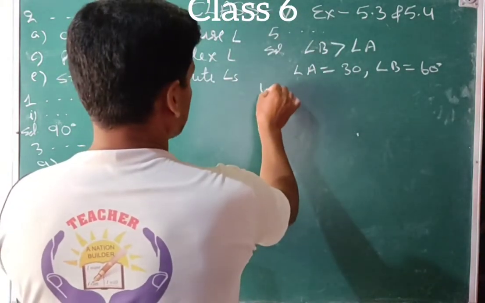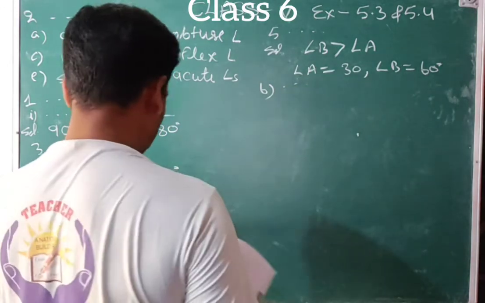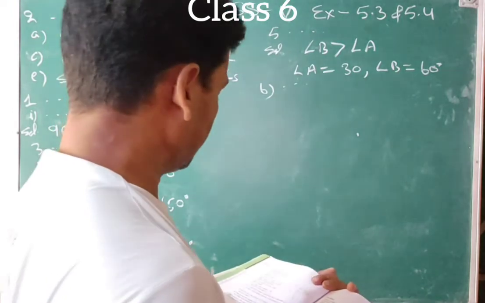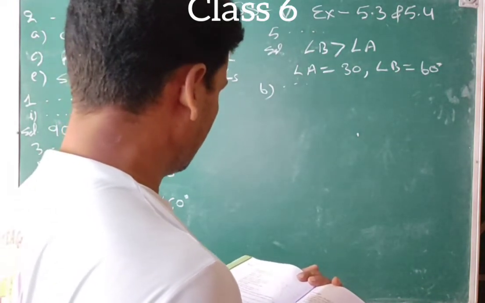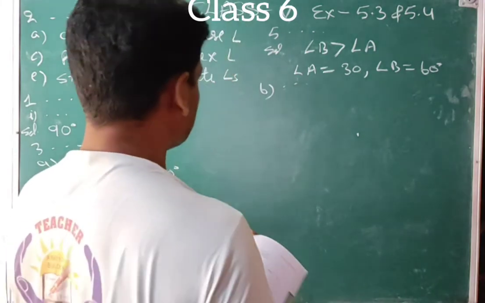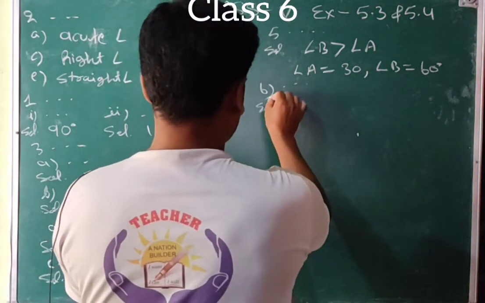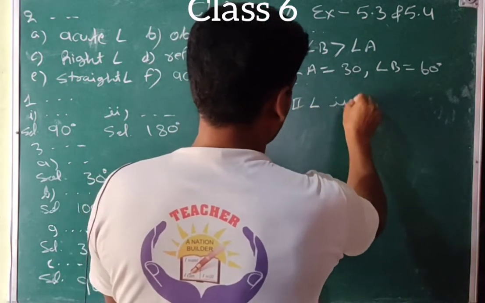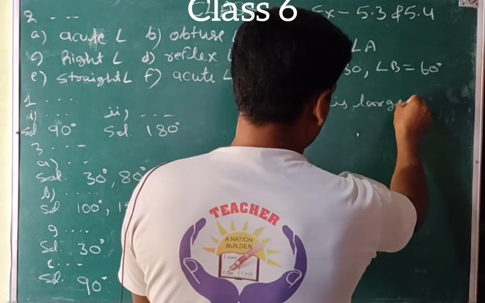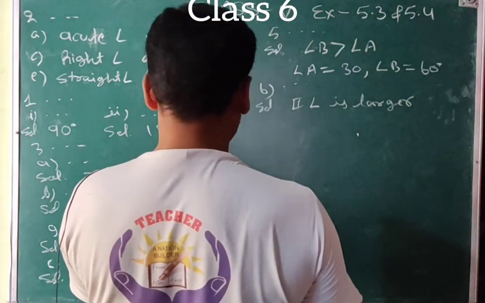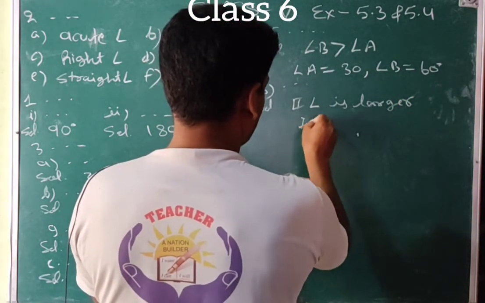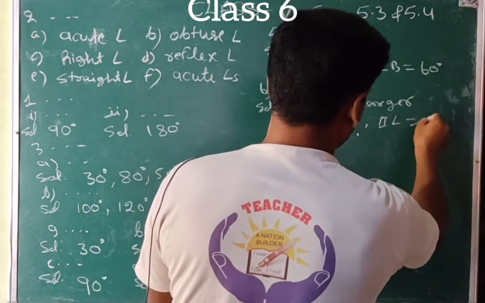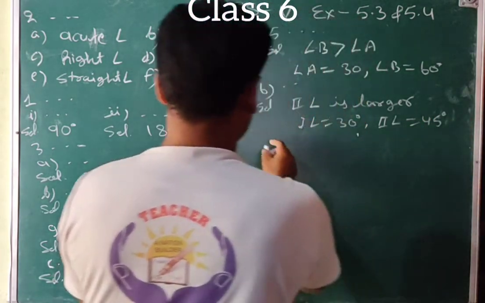Question number 6. From these two angles, which has the larger measure? Estimate and then confirm by measuring. Looking at it, the second angle is larger. Or the first angle can be 30 degrees, and the second angle can be 45 degrees.